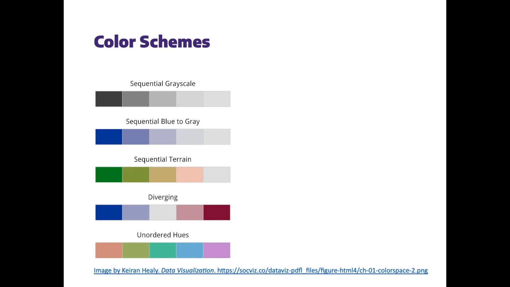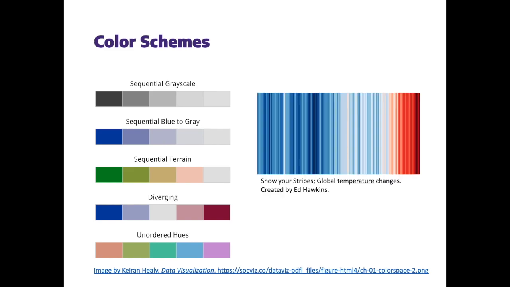So we'll have some experience working with these groupings, and we'll also have an opportunity to learn about one that has kind of turned some heads. This is Ed Hawkins' Show Your Stripes image, and this one uses a divergent color scheme to show how temperatures have changed around the globe over the last decades as climate change has affected areas differently.